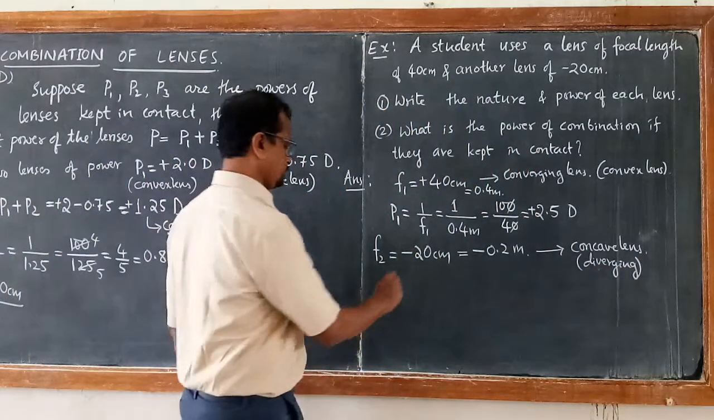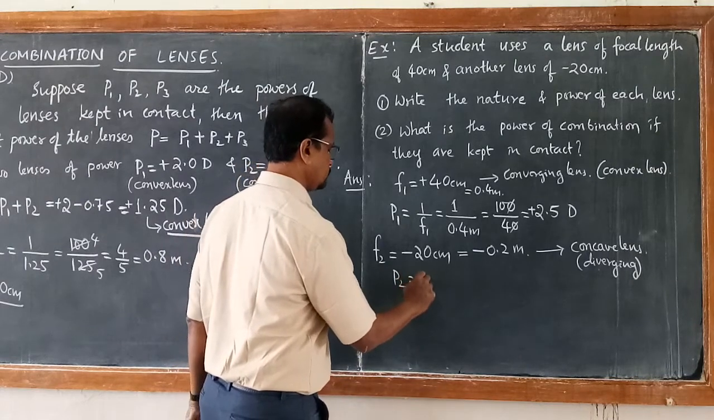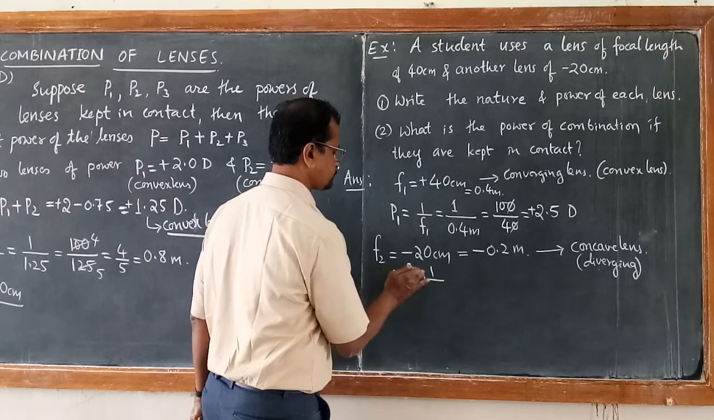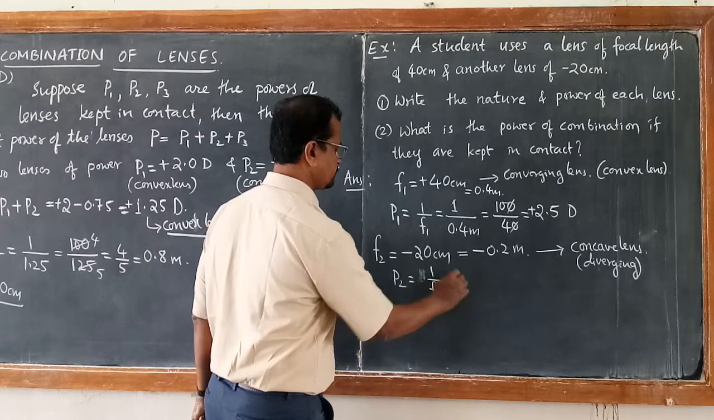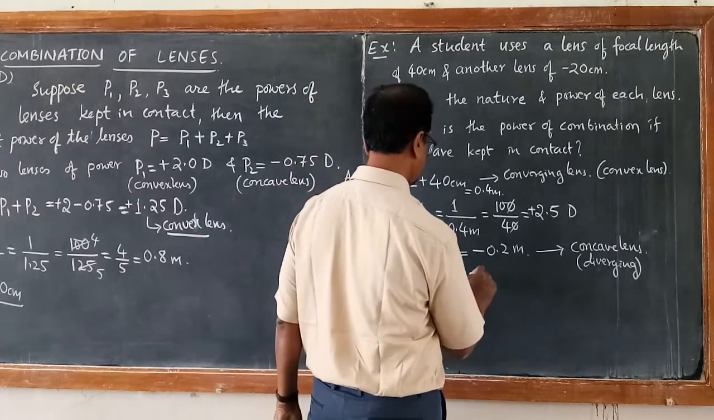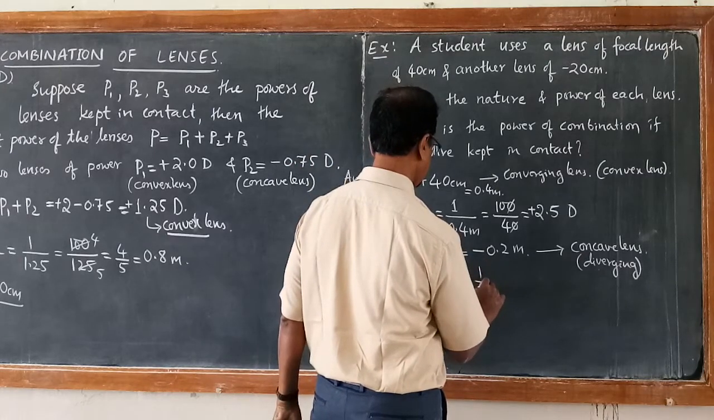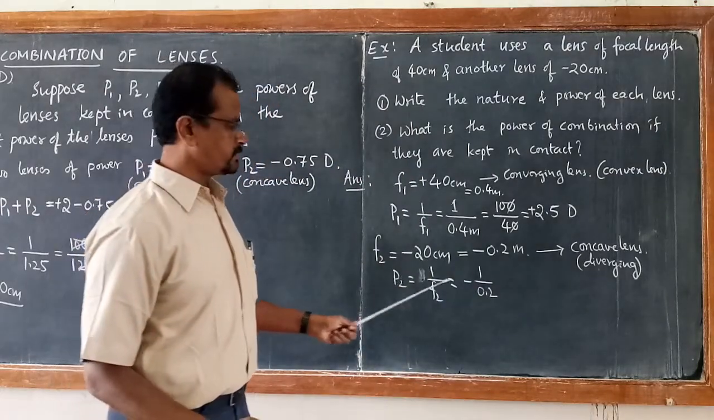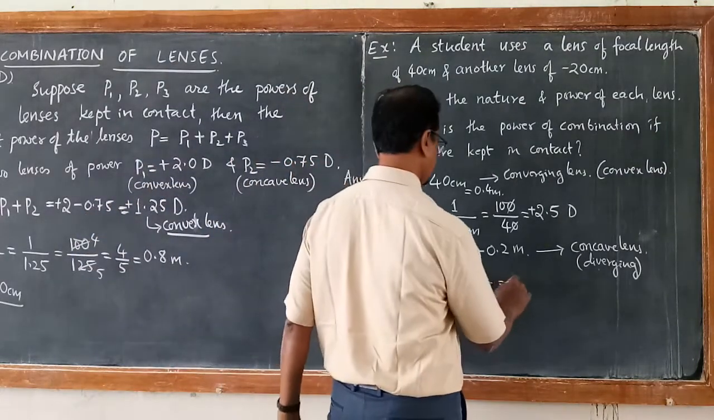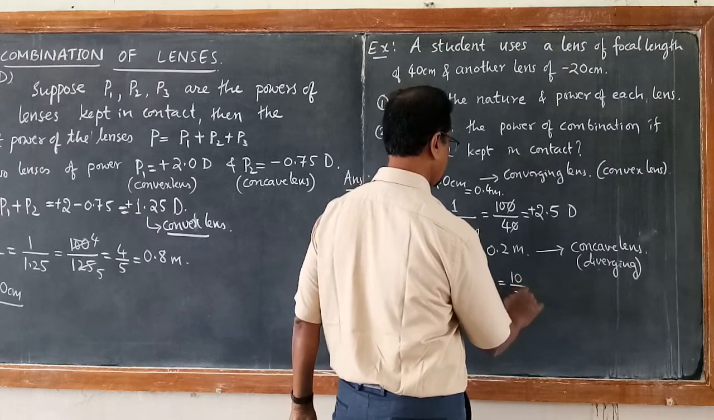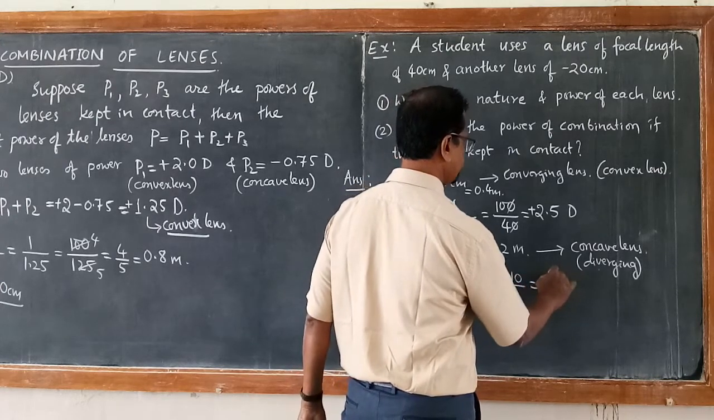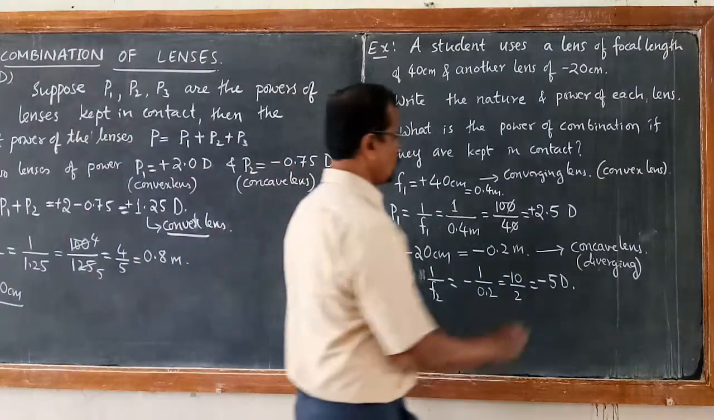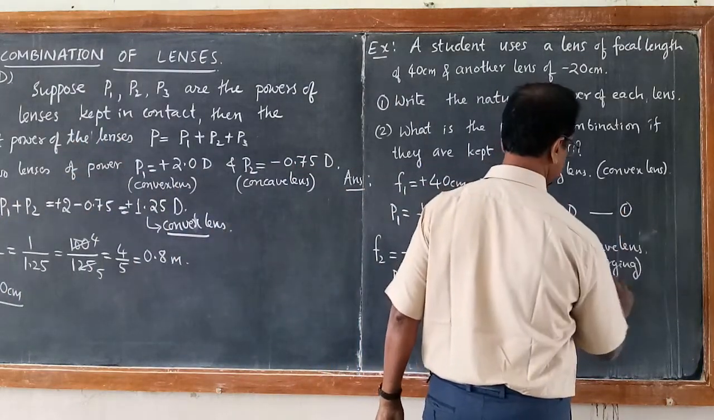Now calculate P2. P2 equal to 1 upon f2. So just substitute the value of f2. So it becomes minus 1 upon 0.2. We should not write centimeter, we should write in meter, 0.2. So it becomes 10 by 2 with negative sign, minus 5 diopter. So this is the first, this is the second.